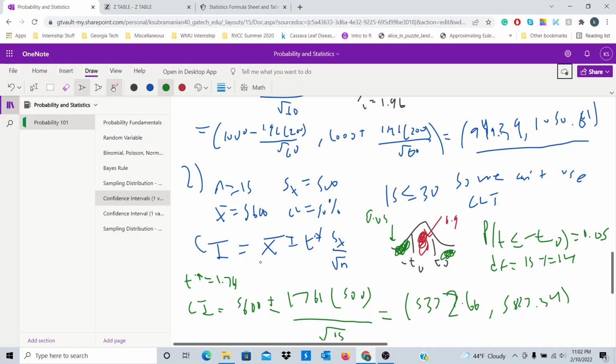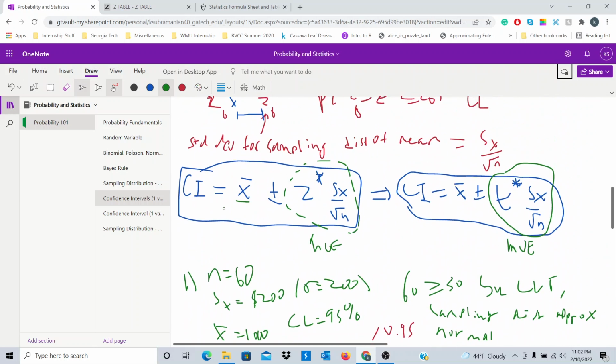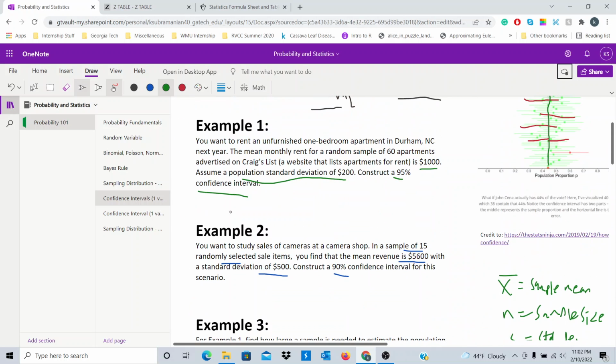It's again the same procedure as problem 1, but we're using the t distribution instead of the z distribution because the central limit theorem doesn't work in this case. So that takes care of examples 1 and 2.